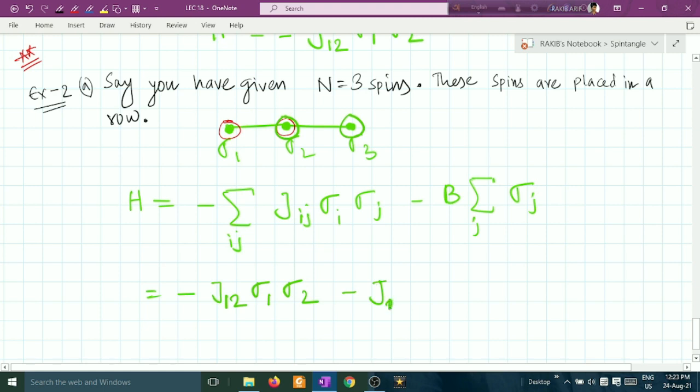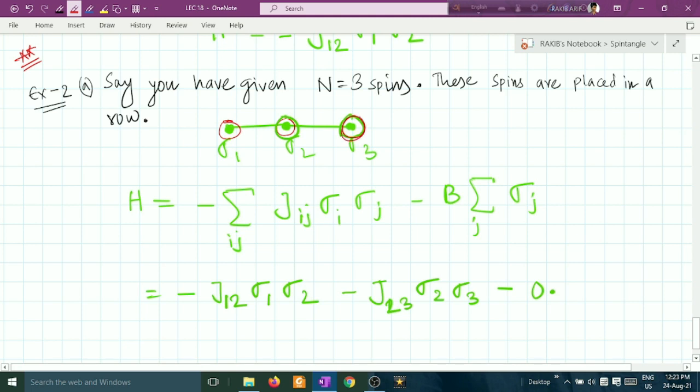Say this is and this is, so what will be there? Minus J23 sigma 2 sigma 3. Okay, and minus there will be a 0. I am moving to, just wait, I'm writing this thing, 0 sigma.